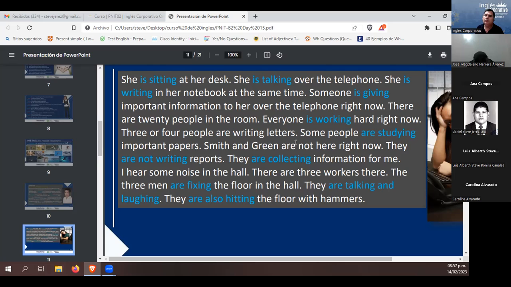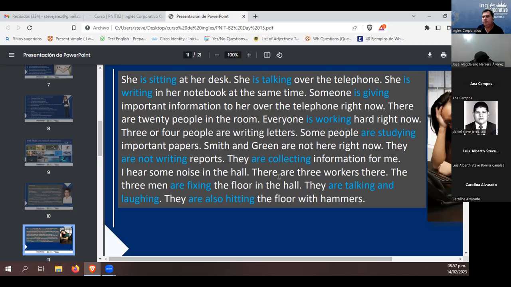Smith and Green are not here right now. They are not writing reports. They are collecting information for me. I hear some noise in the hall.